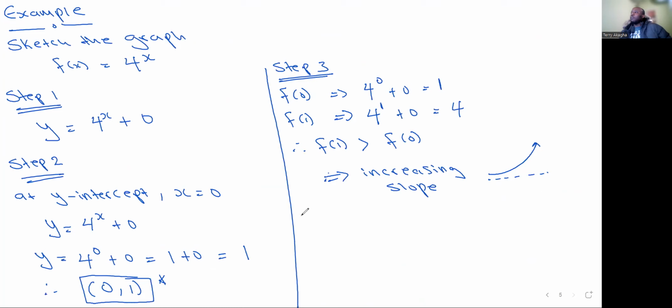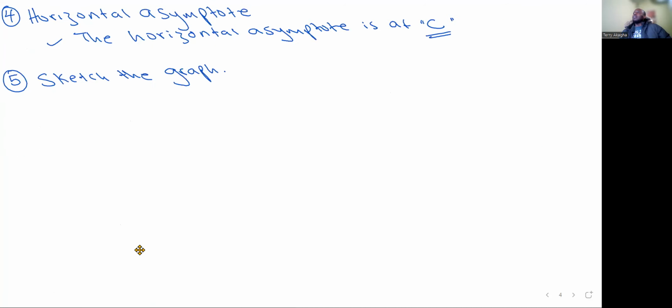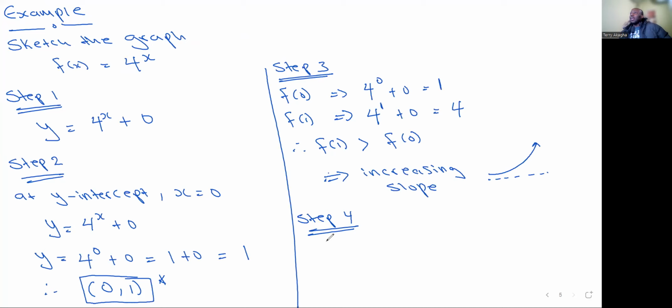Then the next one, step 4. We need to find the what? Find the horizontal asymptote. And we're told the horizontal asymptote is at C. All right, so let's go back. So what is our C here? Our C is 0. Are you seeing it? In the standard form. So therefore, the horizontal asymptote will be equal to what? 0. Okay, so we have all we need to draw the graph now.